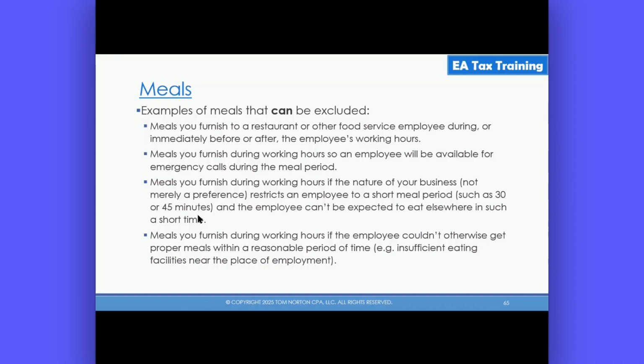And then meals you furnish during working hours if the employee couldn't otherwise get proper meals within a reasonable period of time. So maybe you're at a remote location and there are no restaurants or anything nearby. So there's no way they could run out even in an hour, hour and a half and get a meal and be back in time. So if you provide them meals, then again, you can exclude it.